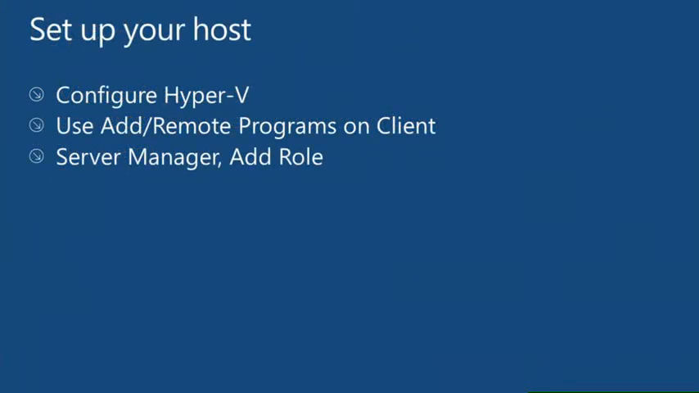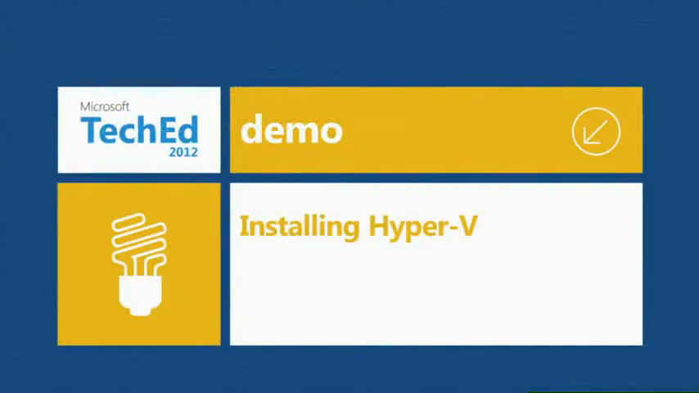Now, setting up your host is really straightforward. Put down the appropriate version of Windows, and you just use add. God, I always type remote. I've spell checked this 14 times, but of course that's spelled correct. It's remove programs on the client, and use Server Manager, add role. So let's just switch over here, and I'll show you where this is. In particular, on Windows 8 client, it's kind of hidden.